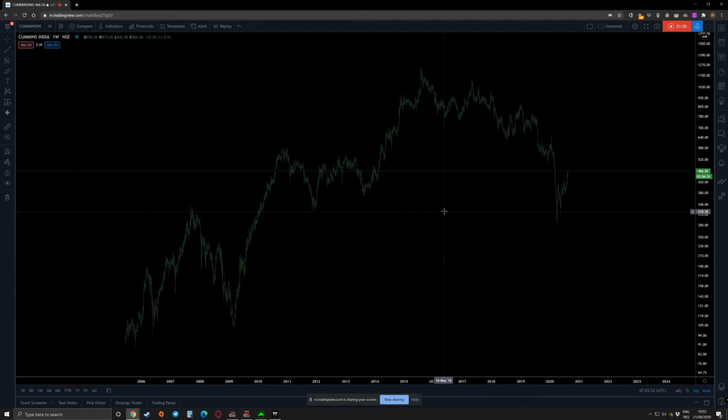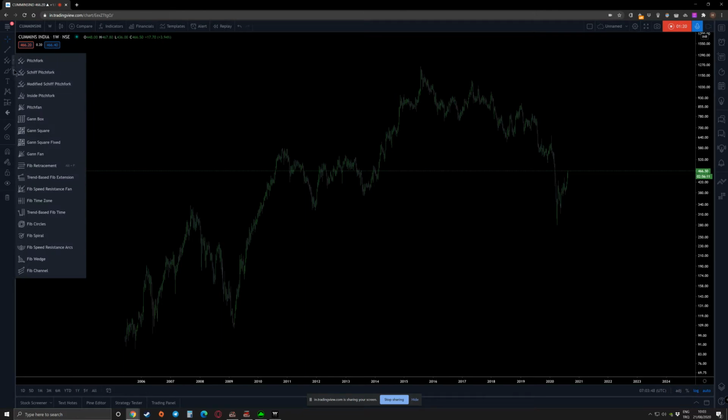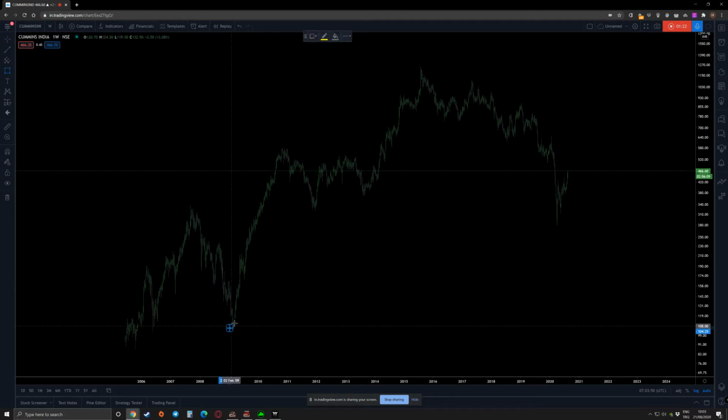But from experience, I see two waves. When I see this naked chart, the first thing my eyes see is this move from here. This move that starts from here. The second thing I saw is that this move started from somewhere around here.